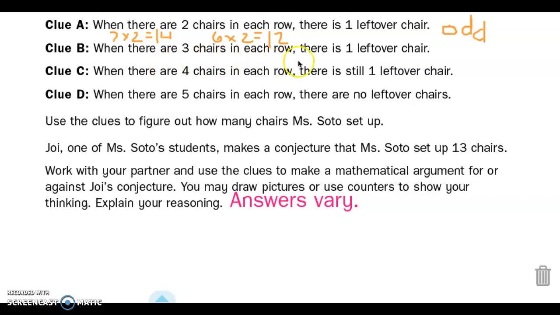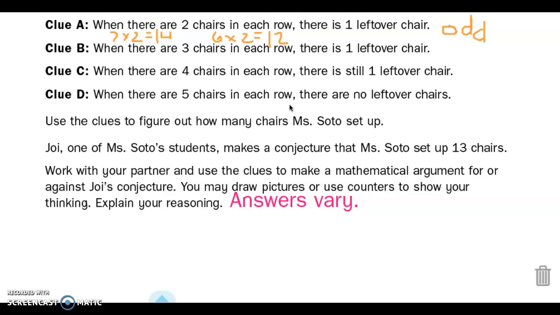When there are 3 chairs in each row, there is 1 left over. So that means we could draw a picture, and when we have rows and we put 3 in, 1's left over. When there are 4 chairs in each row, there is still 1 chair left over. So if we draw a picture of rows and we put 4 chairs in each, there's still 1 chair left over. And let's see, when there are 5 chairs in each row, there are no leftover chairs.